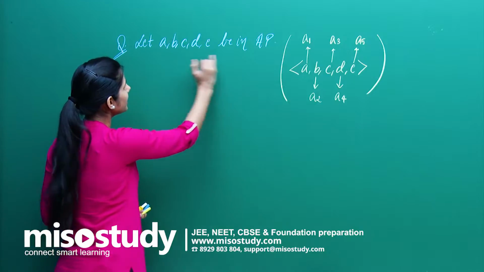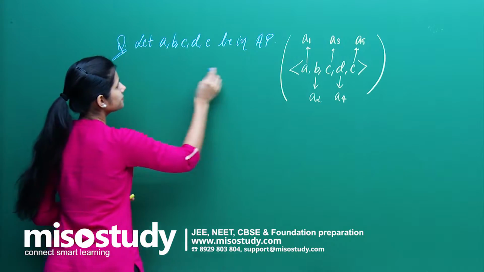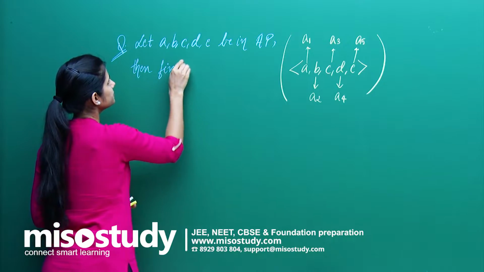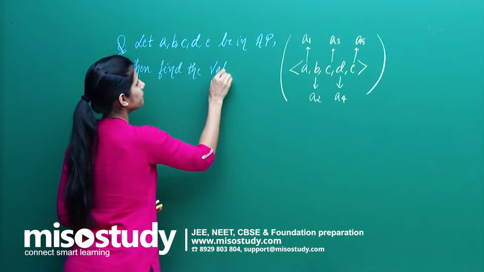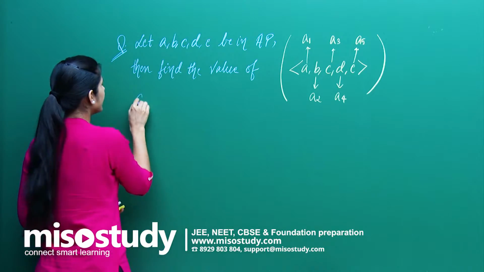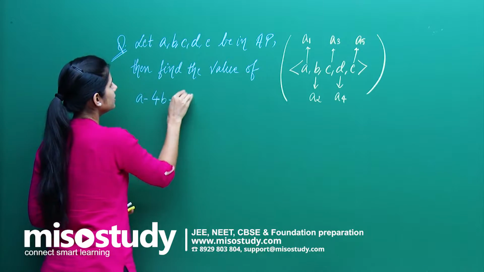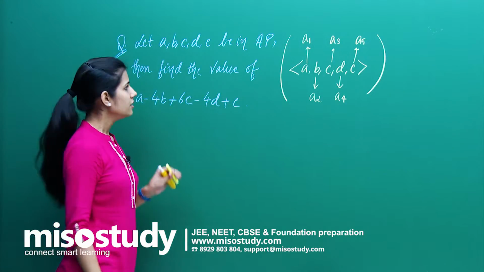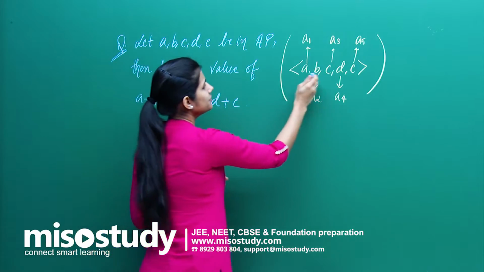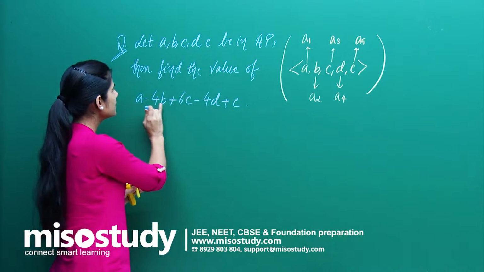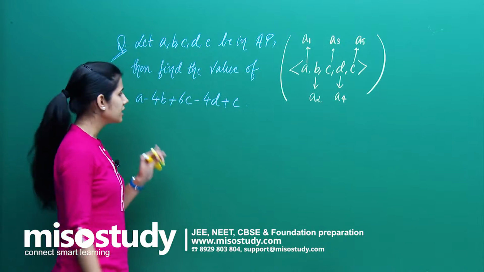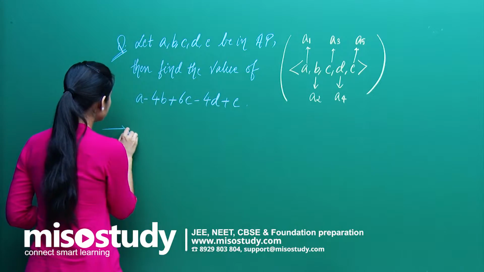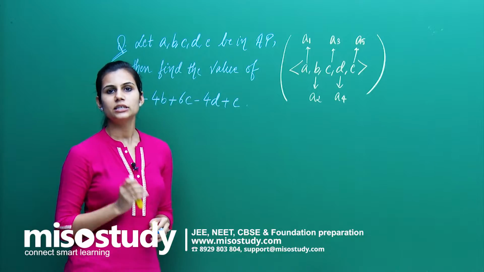The question is, if these are 5 terms in an AP, then find the value of A minus 4B plus 6C minus 4D plus E. A, B, C, D, E are terms of an AP, where A is the first, B second, C third, D fourth, and E fifth. In that case, calculate the value of this. Now this question is directly related to the general term concept.